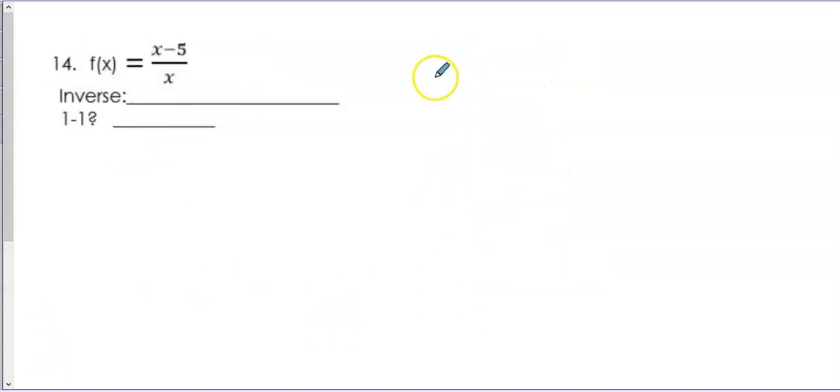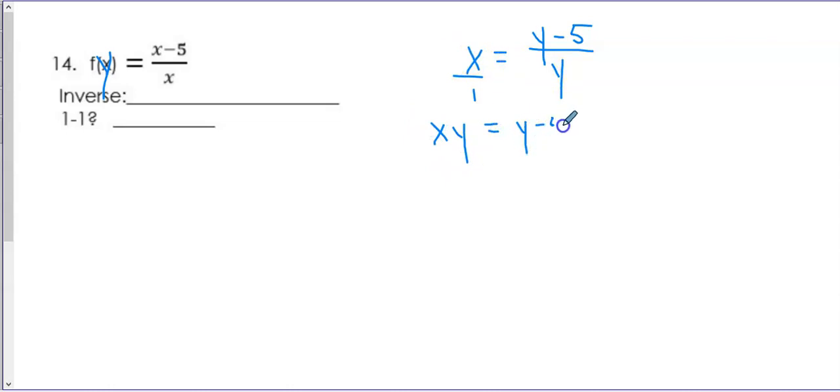So number 14 is a little more fun. Let's change this to a y. Switch that and the x. So I'm going to write that over 1. I'm going to do cross products. So x times y equals y minus 5. And then I'm going to subtract a y from both sides. So over here on the left, that would be xy minus y equals -5 on the right. And then I'm going to factor out a y, because I can pull a y out of here as a greatest common factor.